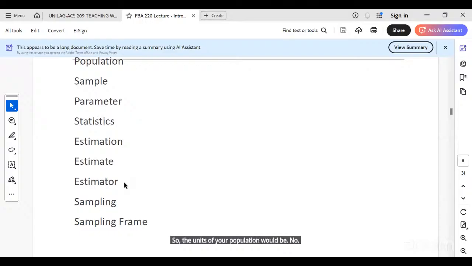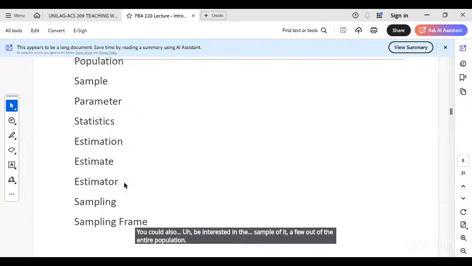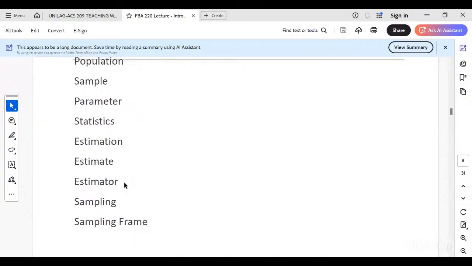Now, you could also be interested in a sample of it, a few out of the entire population. That few is called a sample. A sample is a fractional part of a population.